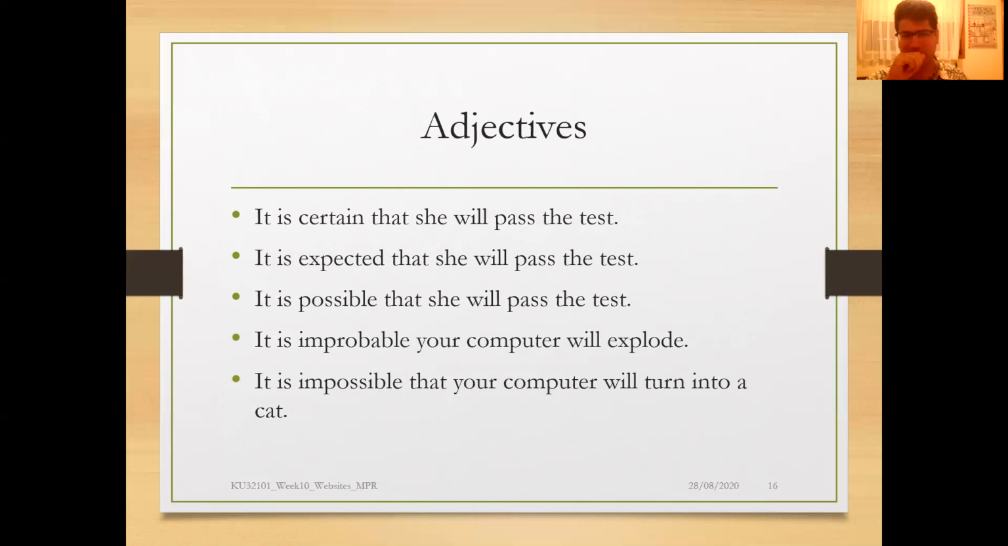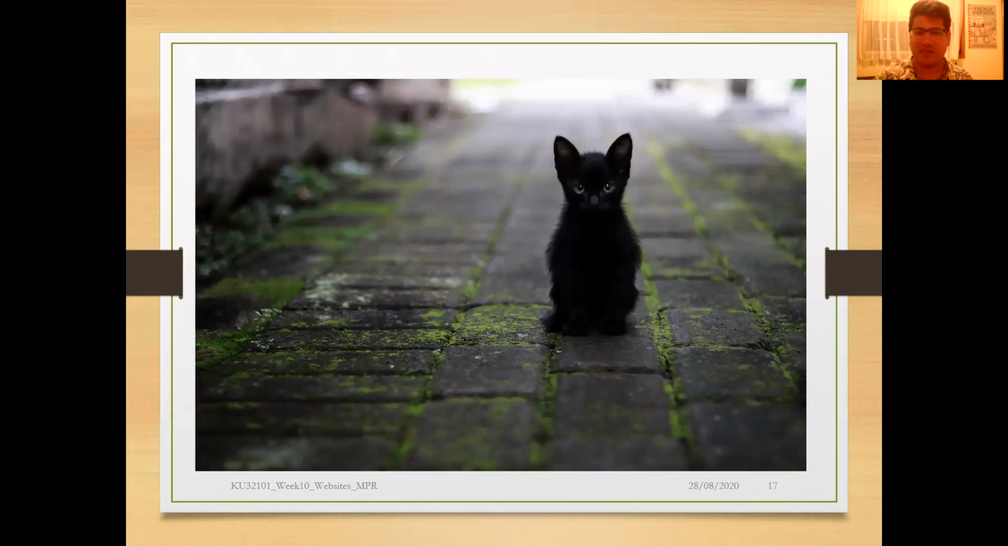Okay, and then adjectives. It is certain that she will pass the test. It is expected that she will pass the test. It is possible that she will pass the test. It is improbable your computer will explode. Okay. It is impossible that your computer will turn into a cat. There's a cat for you.